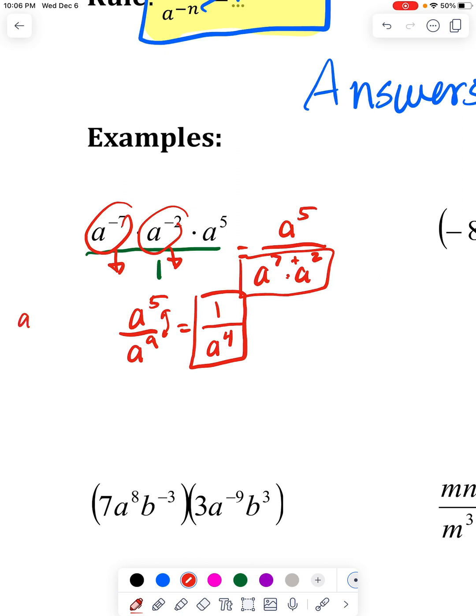Because up here I'd have 1, 2, 3, 4, 5 A's. And on the bottom I'd have 1, 2, 3, 4, 5, 6, 7, 8, 9. So if all 5 of these cancel out, I don't have anything left on the top, so I use a 1 as a space holder, and then I have the 4 left here. Sorry, it's messy.